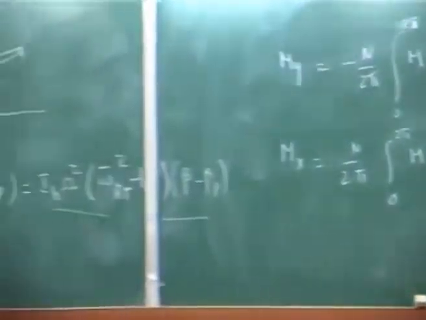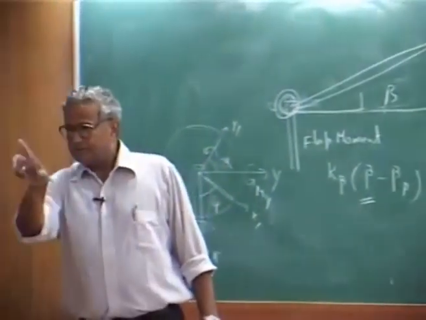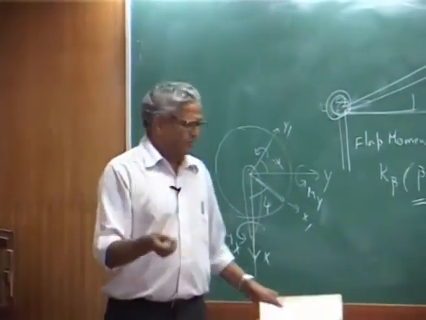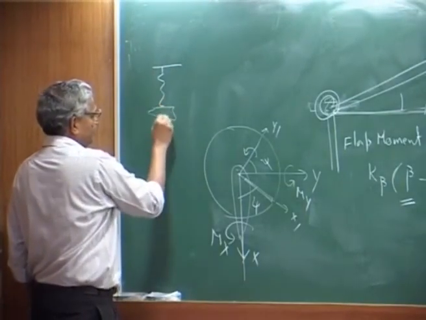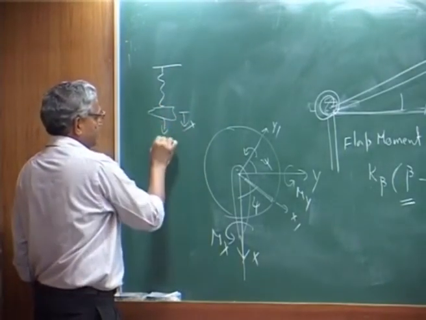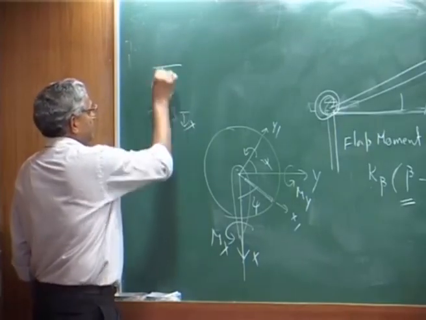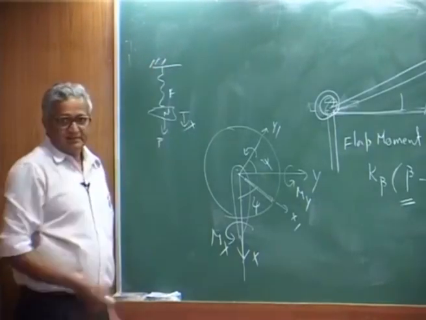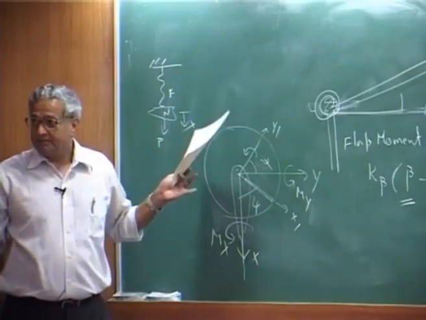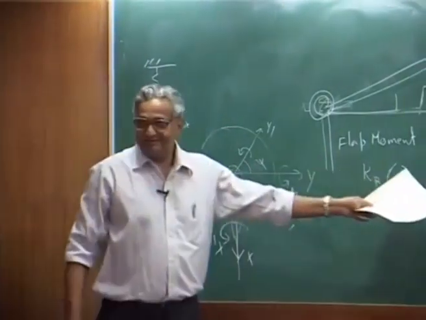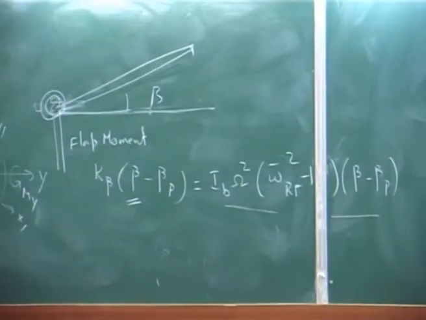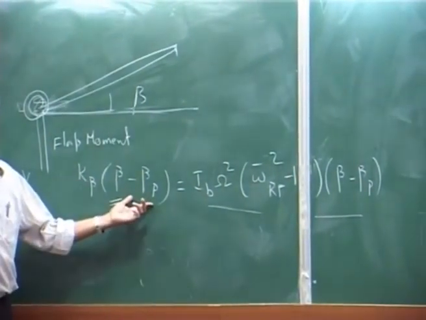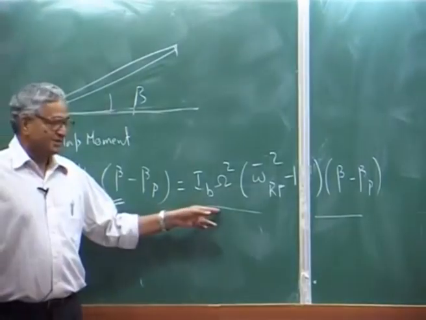Because you know the flap moment, how much the spring is deforming, means what is the force. This is a very similar, simple problem. If you have a spring mass, whatever force acts, it is just Kx, that is all. In the same way, here is the force, here it is the moment. So, K beta times the deformation.